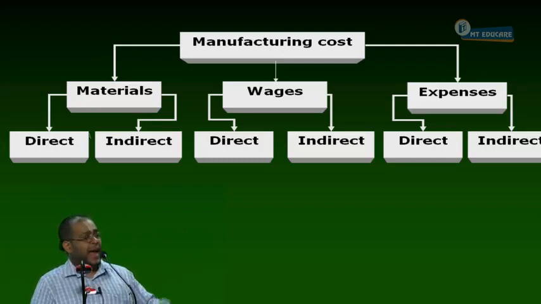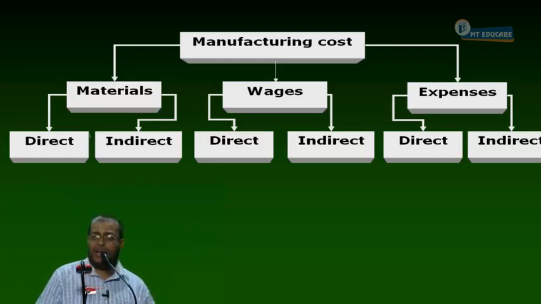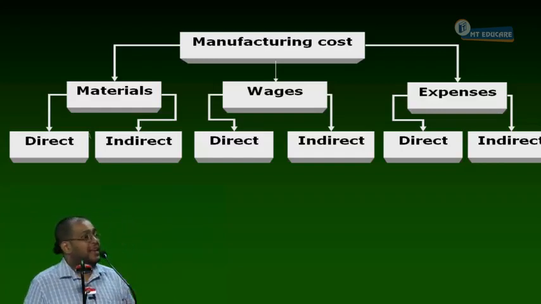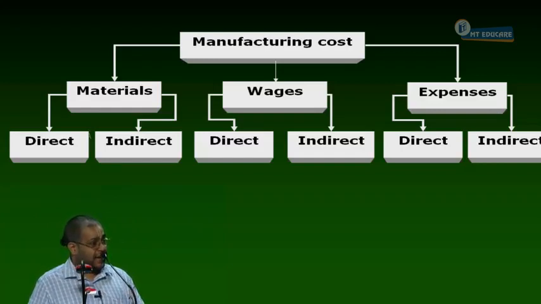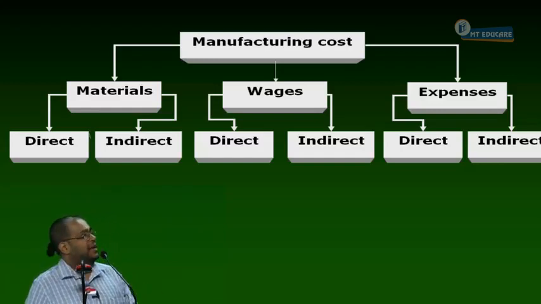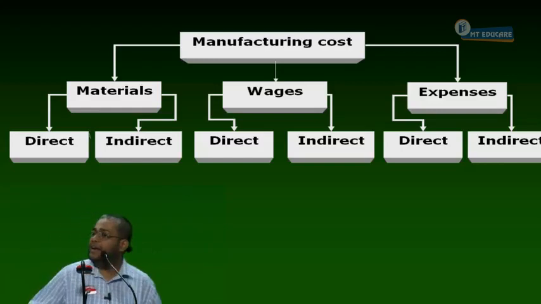Now, when I have stock of iron rods, what happens is, you may have rust. To remove the rust, I use a sandpaper. The sandpaper is indirect material. So, material can be of two types, direct and indirect. What is directly going into the product is called direct material. Other materials are indirect material.